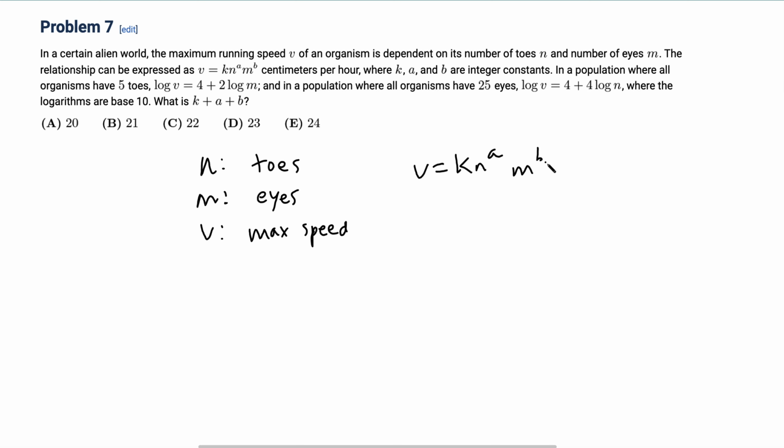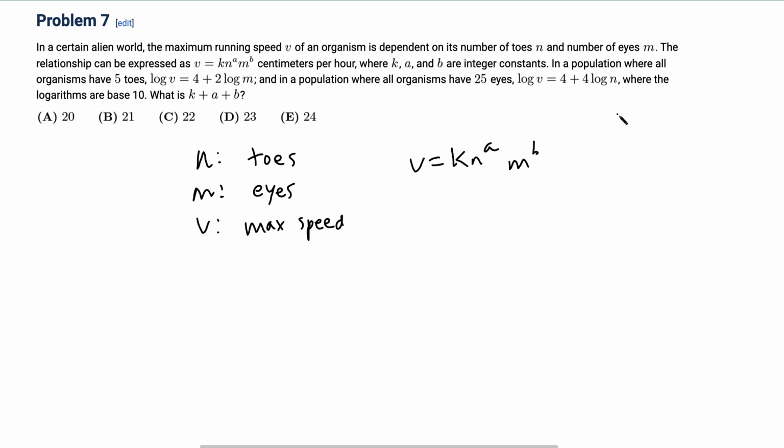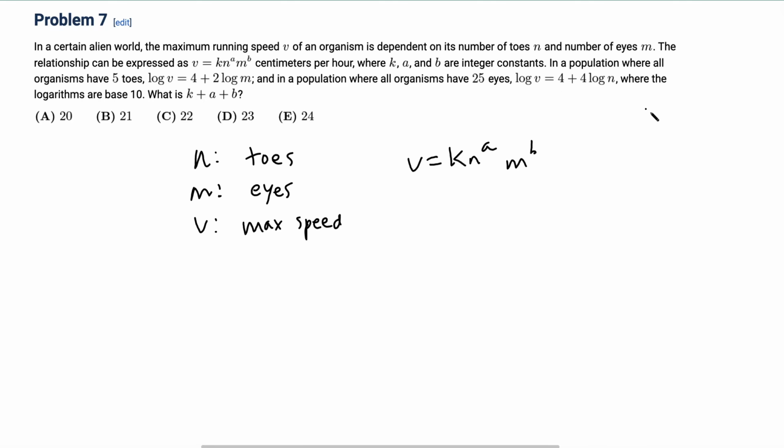to the b. And we know that in the population where all organisms have 5 toes, log v is equal to that. And when organisms have 25 eyes, we get this. And when it's where we have this, where the logarithms are base 10. What is k plus a plus b? So all logarithms here are base 10.